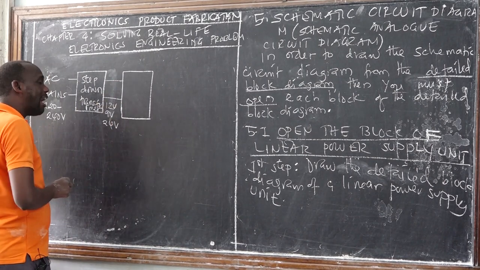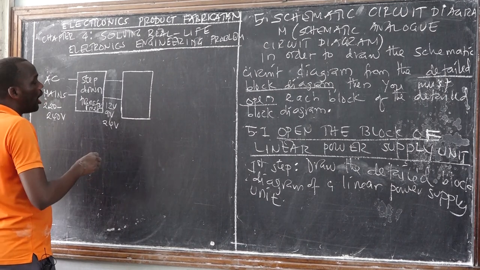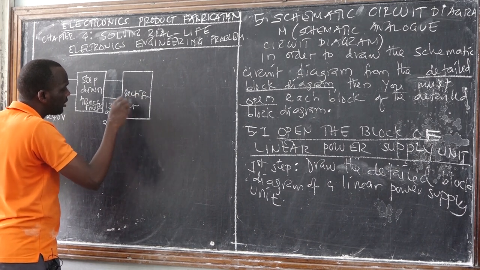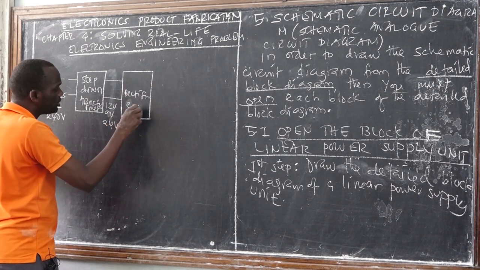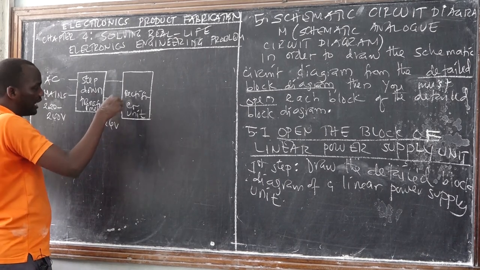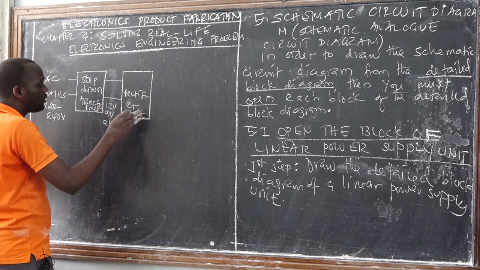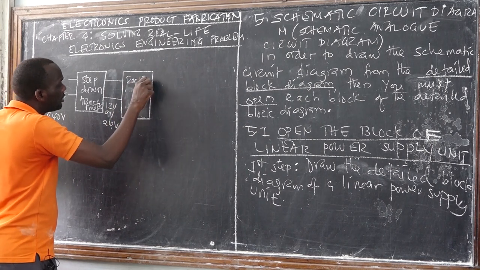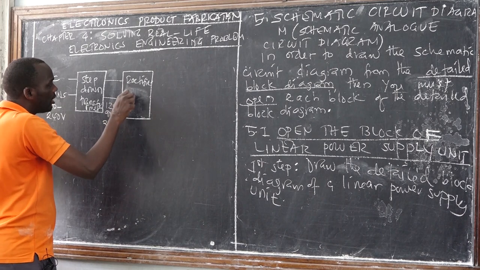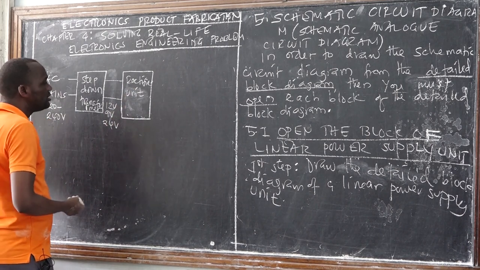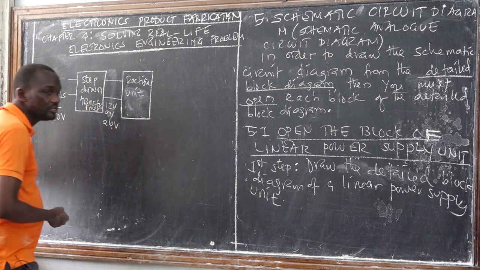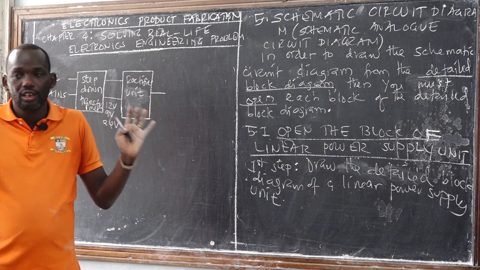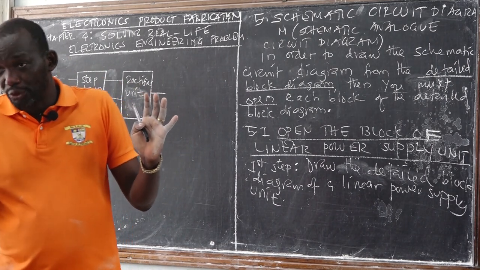So here we are going to have something that we call the rectifier. This is the rectifier unit. And we taught you in advanced electronic science that we have three types of rectifier. The first one, half-wave rectifier. The second one, full wave rectifier. Then the other one, bridge rectifier. So we didn't choose whether we are going to use half wave, full wave, or bridge rectifier.